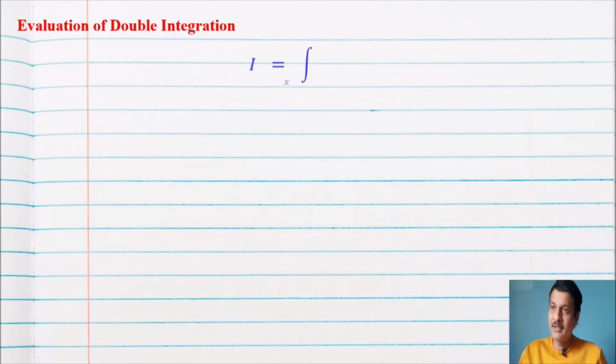So let's see, if I equals double integration f of xy dx dy, and here we have to decide the limits. Here randomly we have taken x1, x2, y1, y2. But how to decide these? So there are three cases.